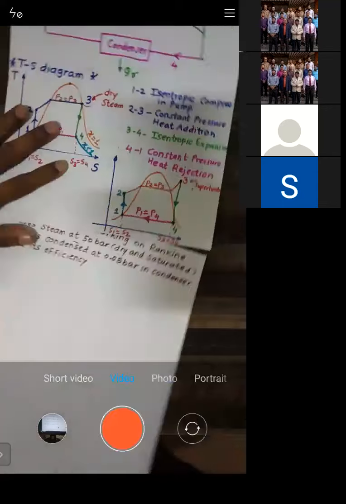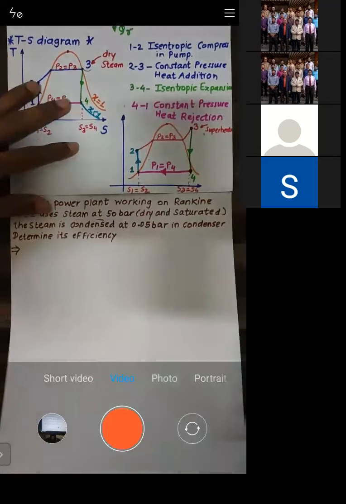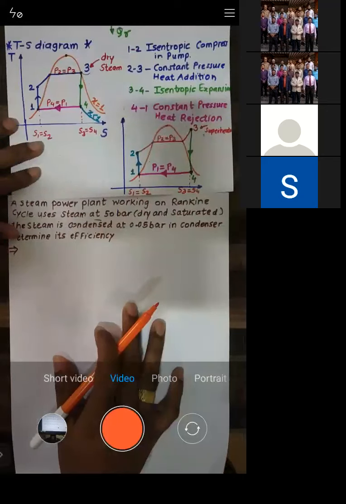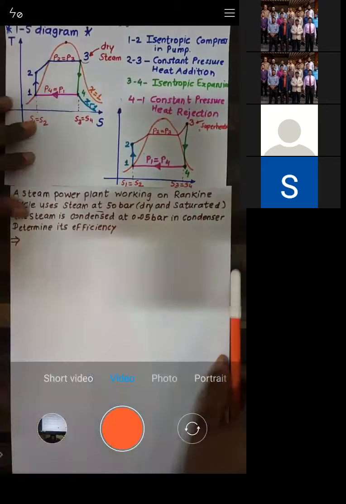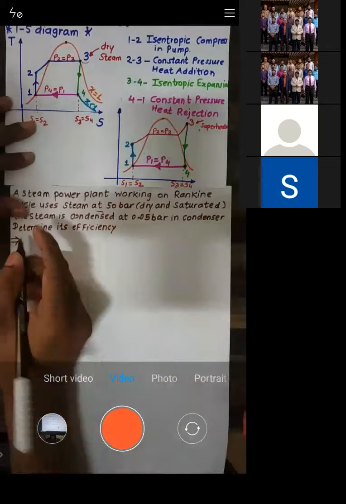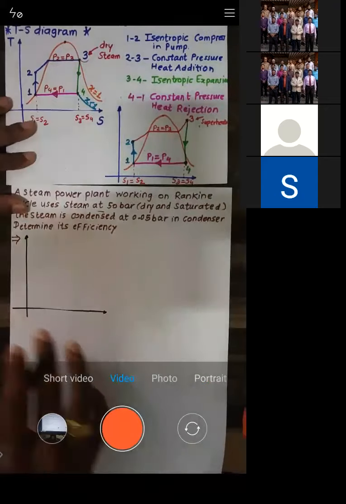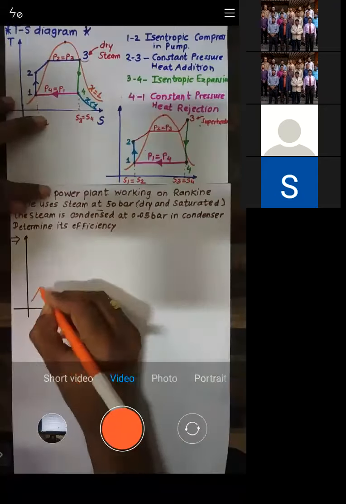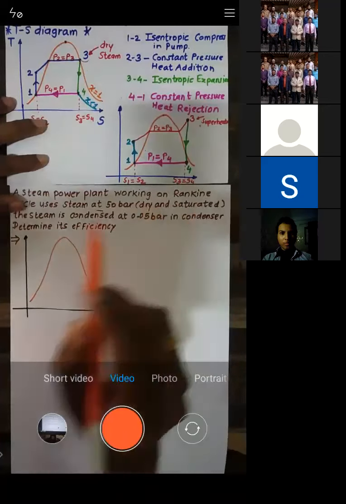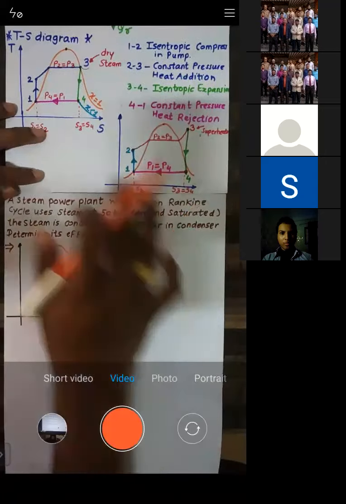Which diagram should I refer to, the first diagram or the second diagram? The steam is dry and saturated. Let me know which diagram I should refer to. I'm waiting for all of you to respond. In the problem, it is dry and saturated. So in which diagram is the steam dry and saturated? Can you tell me, first or second?